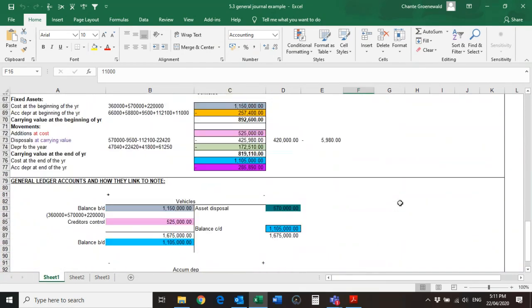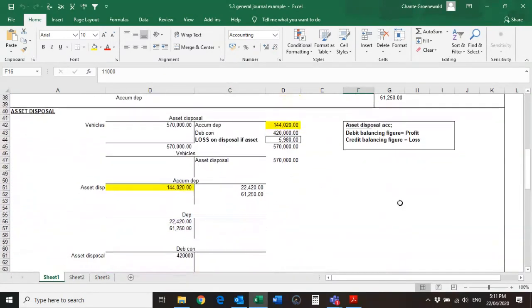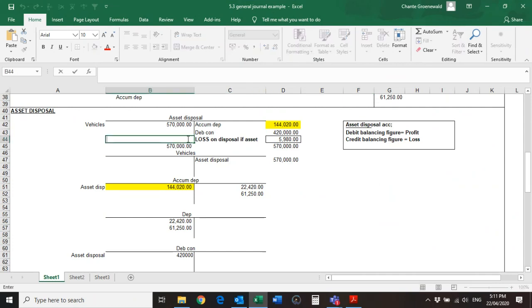Today we're going to focus on the asset disposal alone. Yesterday I said, when you have a debit balance in the asset disposal, when you have a balancing figure on the debit side, it will always result in a profit on disposal of an asset.